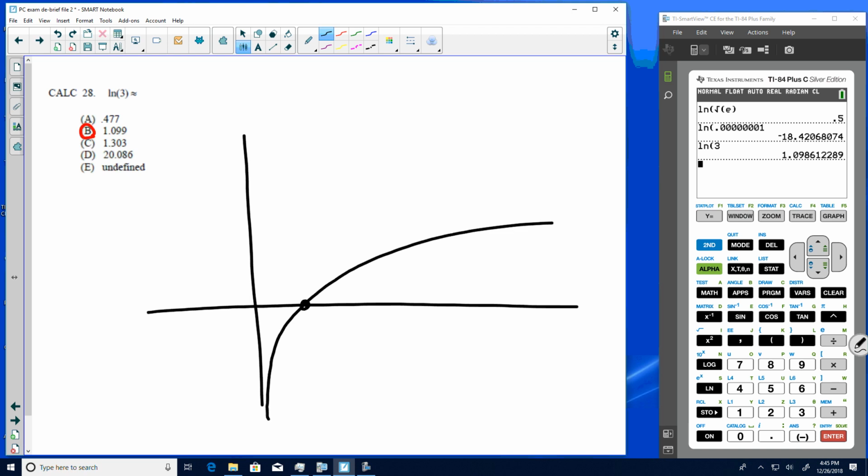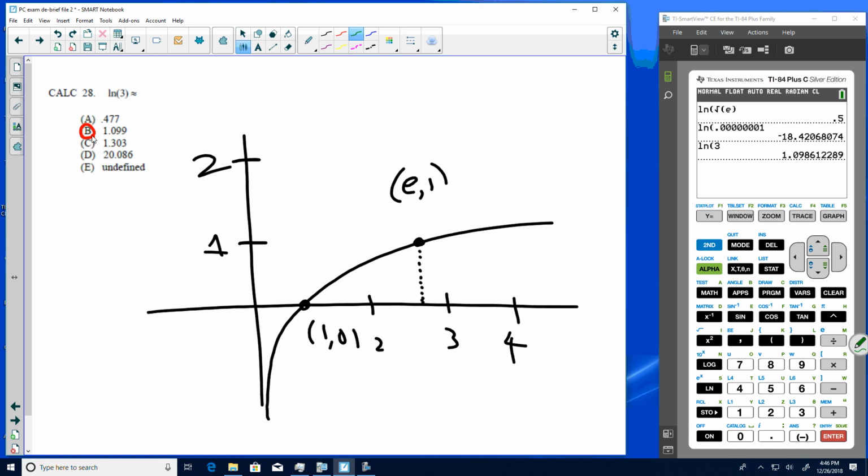Remember, this dot was 1, 0. Here's 2. Here's 3. Here's 4. At 2.7-ish, we have another dot right here. This is the point E, 1. So here's 1 right here. So here's 2. And the question is, what is the natural log of 3? So we know it's very, very close to 1. This is the one that's the right answer.